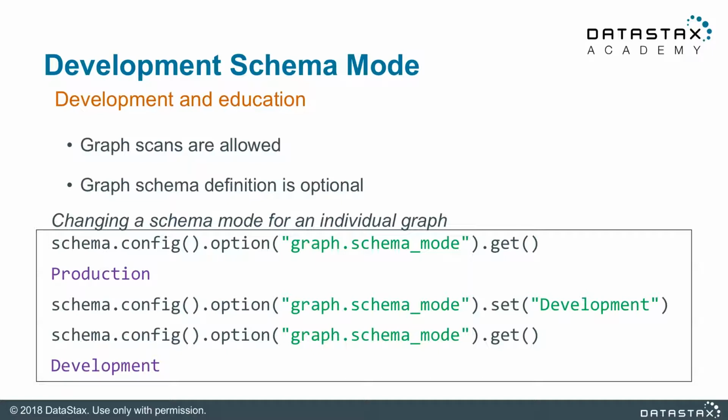This example shows how to change a schema mode from production to development for an individual graph. It is pretty easy to do. Just do not forget to switch back when you go to production.